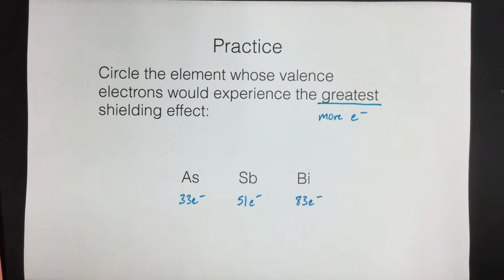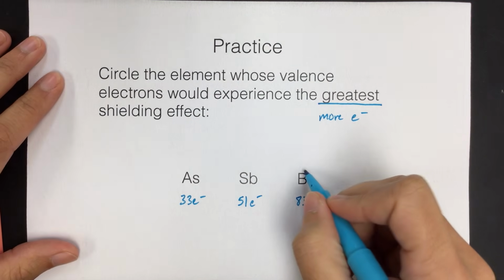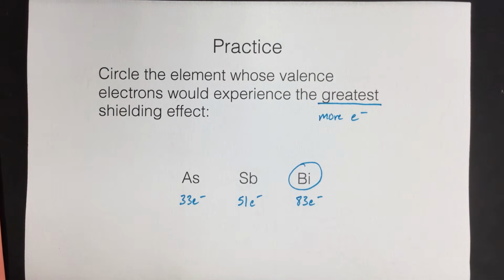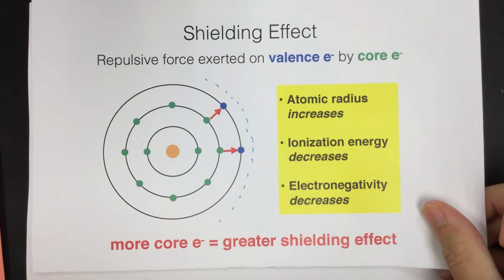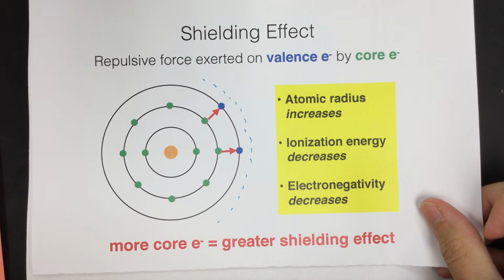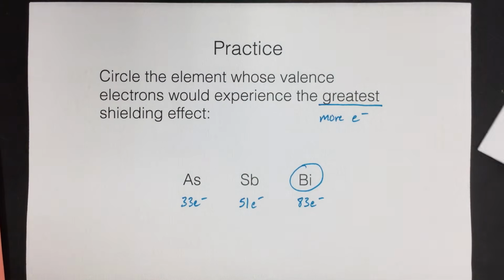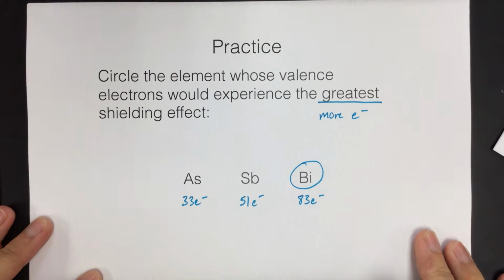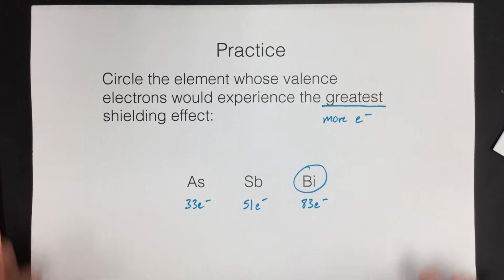So, looking at this, I know that bismuth has the most electrons, and therefore bismuth will experience the greatest shielding effect because it has so many electrons. All those negative charges next to each other, it's going to push the valence shell out and have an effect on the other trends in this fashion. So you just need to pay attention to the number of electrons. Pretty easy, so hopefully those will be easy questions for you.